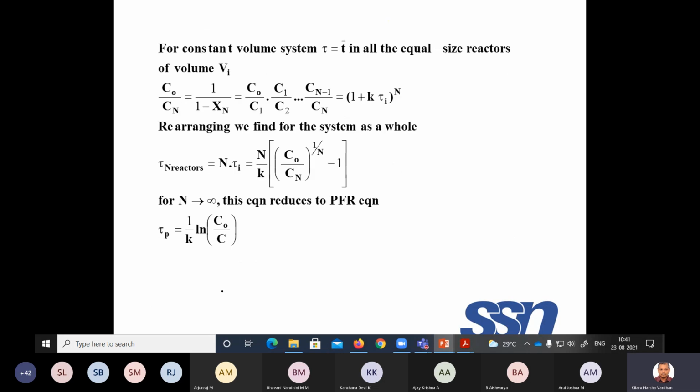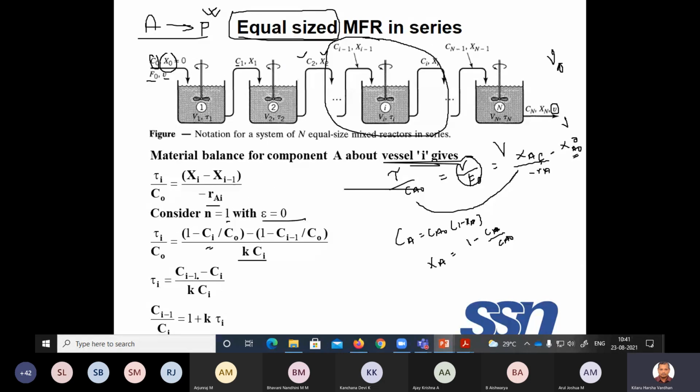Now you can write Ci minus 1 by Ci. You can just take the LCM of this. A minus B by C is nothing but A by C minus B by C. So if you do that, then what will happen? Ci minus 1 by Ci is nothing but 1 plus K tau I.